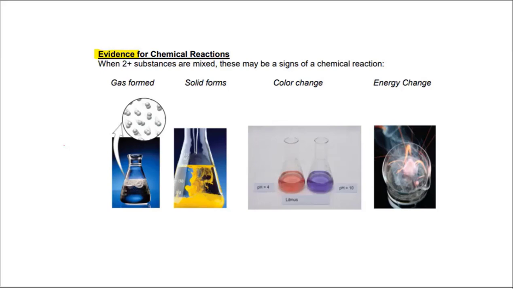So when two or more substances are mixed, there might be signs like a gas forms. Now I know that in our last example, bubbles were forming when water was boiling. So that can't be our only evidence at times, but oftentimes when two species are mixed together, carbon dioxide gas can be produced, hydrogen gas produced, even water vapor can be produced. So these are all some examples.